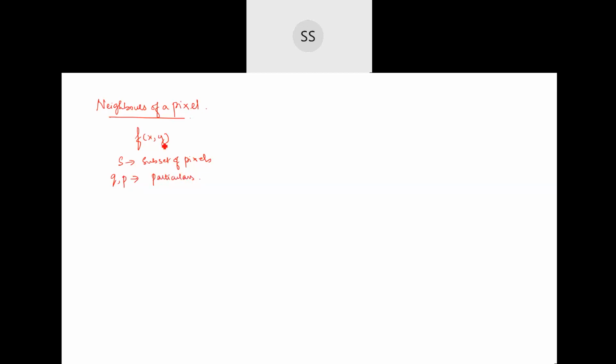Now I'll draw a small diagrammatic representation where I show that my x is growing downwards and y is in this direction, and this is my origin. Keeping this axis in mind, that is what I'm going to explain. I imagine this is my image, and I have some pixels on my image. I'm going to consider a small subset of that, in which one of the pixels can be called P and one of the pixels can be called Q.